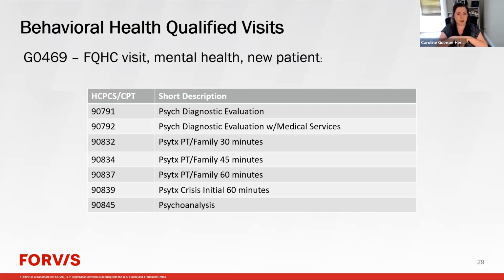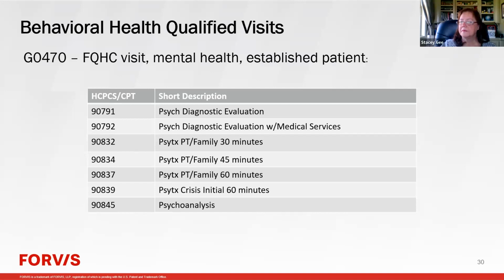And I do believe, I know the list that Stacy had earlier was just like an excerpt. I do think this is all of the behavioral health codes, right, Stacy? Yes, it is. So G0470, again, this is an FQHC mental health visit specific to an established patient. So if the patient is coming in for like a psych eval and they also are treated for some type of medical services, they'll assign that 90792 with the G0470.